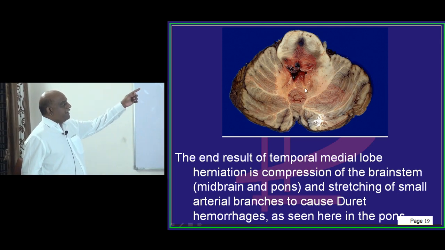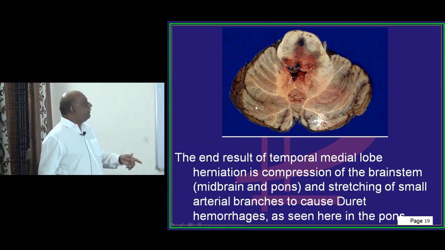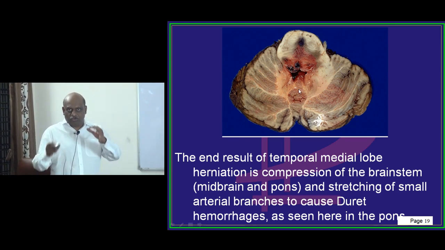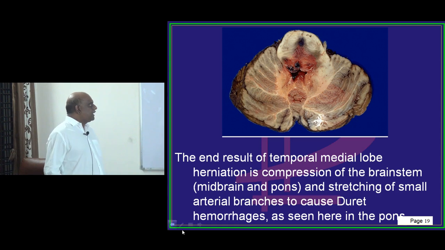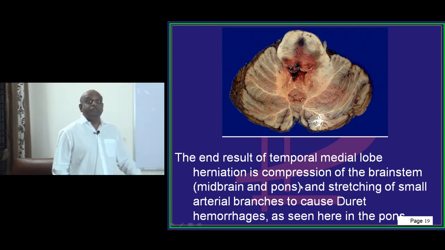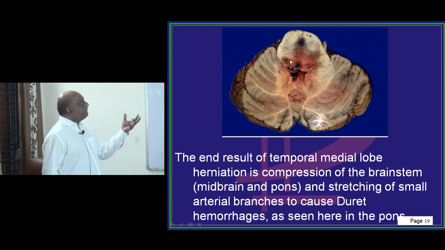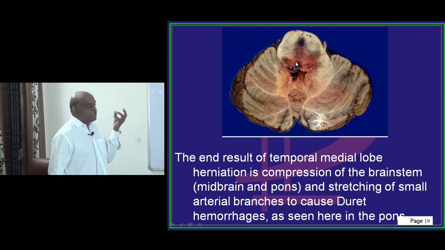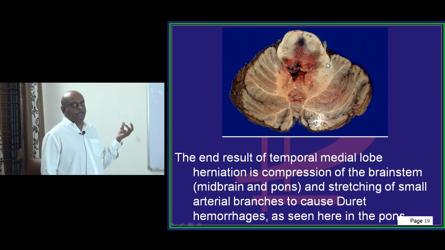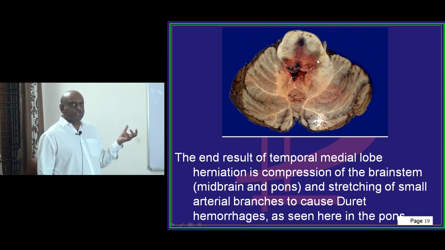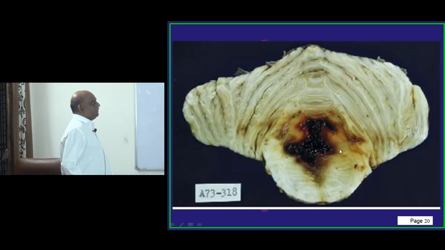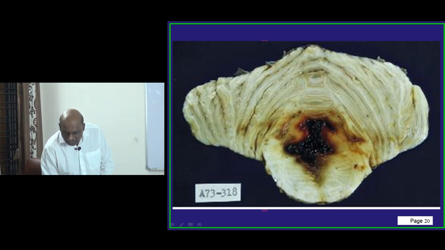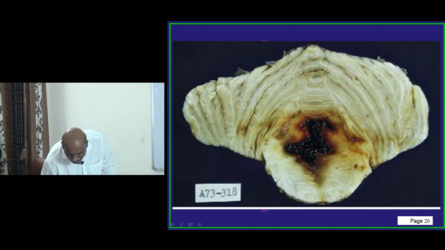Whenever a temporal medial lobe is herniated, it leads to compression. The temporal lobe is very closely related to the midbrain. It leads to compression of the brain stem, especially the midbrain and pons. And in tentorial herniation you find the presence of small bleeds in the midbrain and the pons, which are called Duret's hemorrhages. One more example of how those Duret's hemorrhages look with raised ICT and tentorial herniation.